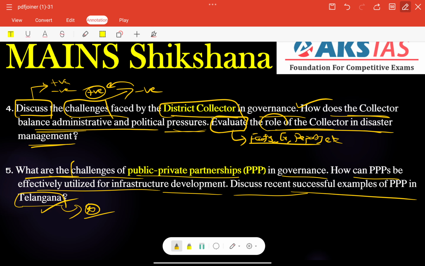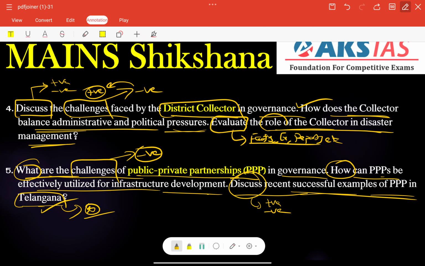Next, what are the challenges? Challenges means here we need to provide public private partnerships in governance, right? We need to focus on providing some negatives here, as asked by the question tag. Next, how is a general question tag. How can PPPs be effectively utilized for infrastructure development? So discuss means here we need to write some positives and negatives. Recent successful examples of PPP in Telangana especially, right?